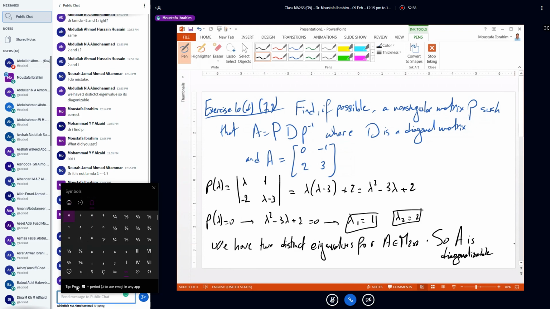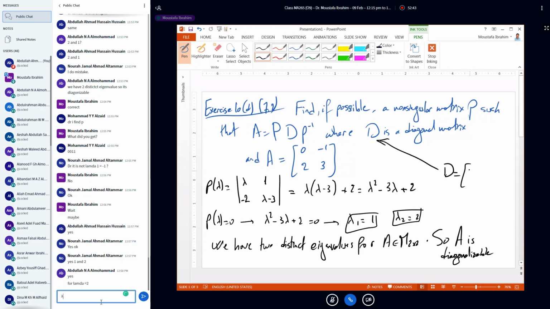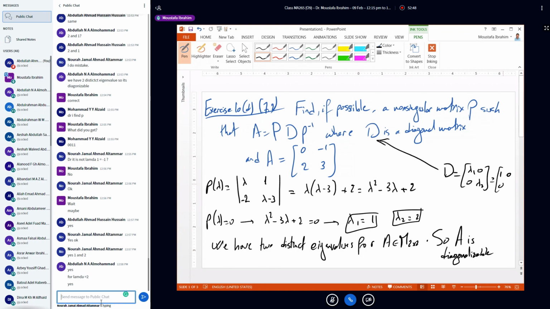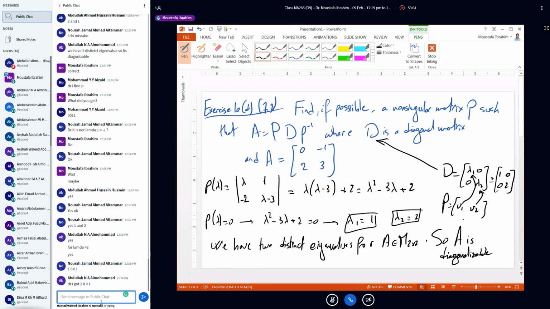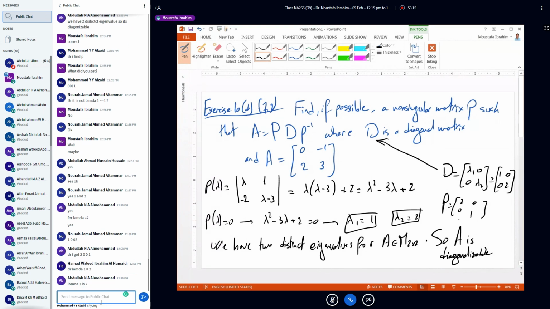Okay. Now how to find D? D is very easy. Lambda 1, lambda 2: 1, 0, 0, 2. You see it's a diagonal matrix. Very good. How to find P? Also very easy. It's equal to [V1, V2], where V1 is the eigenvector for lambda 1, V2 the eigenvector for lambda 2. You get [2, 0; 0, 1], right?